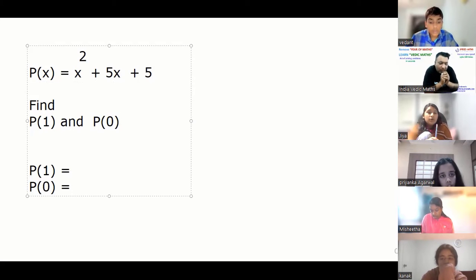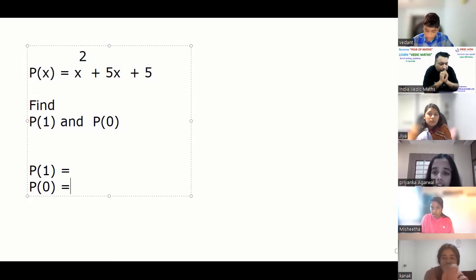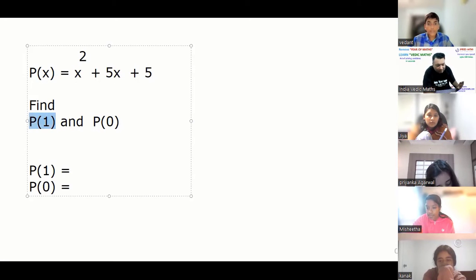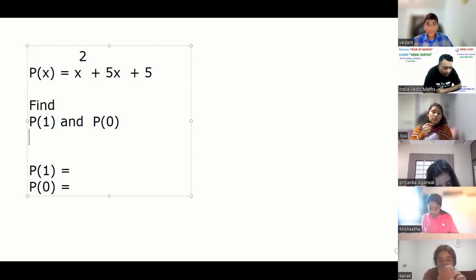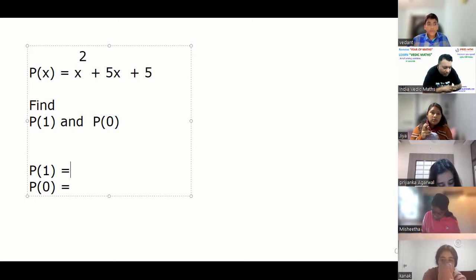Kanak, you are good. Both are good. Mishita has done both. Kanak has done both. Yes, Maja. P of 1 means polynomial of 1. It means value of polynomial at x equal to 1. Okay. It means in the polynomial put x equal to 1. And this means put x equal to 0. Try everybody. I'm waiting for Vedant, Priyanka, Jia, and Navin.